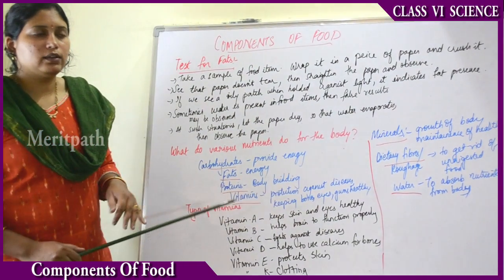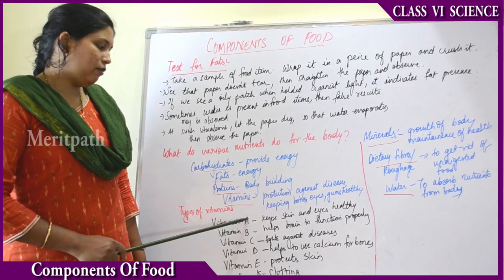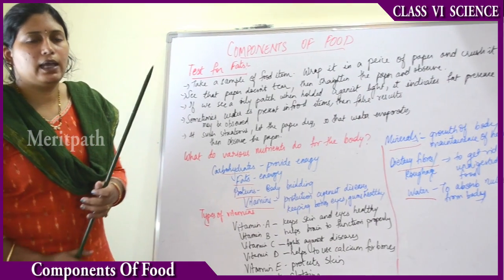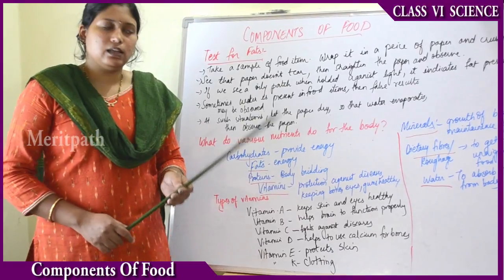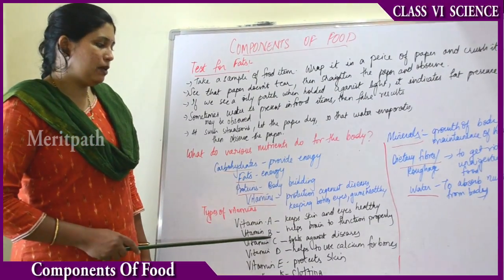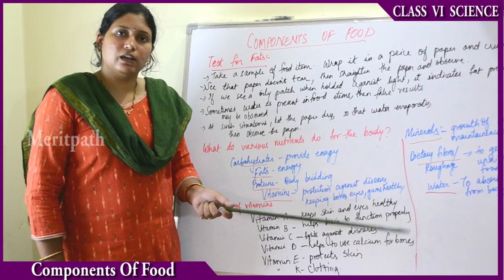So what are the functions of these specific vitamins? Vitamin A keeps the skin and the eyes healthy. Generally, vitamin A is sourced from carrots. So if you eat carrots, your eyes will be healthy. So vitamin A keeps the skin and the eyes healthy. Vitamin B helps the brain to function properly. The brain has some specific nervous systems.